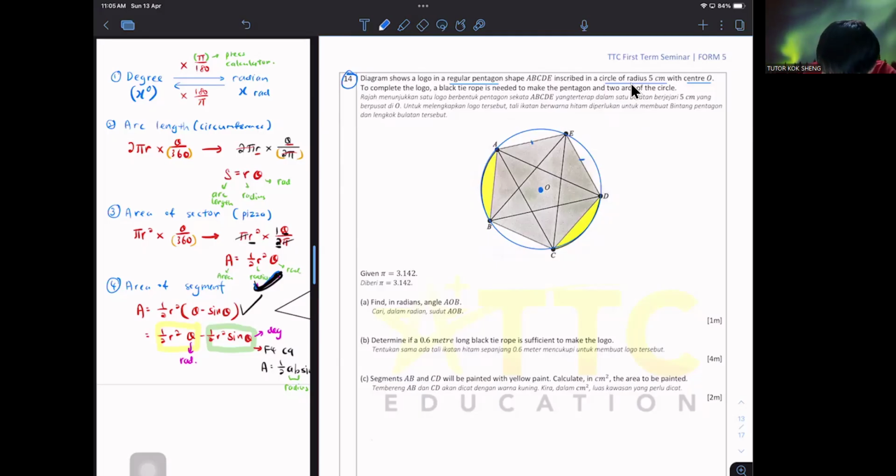The length here all same for 5 sides. The angle inside also same, right? But the formula, let me recall back first. Formula to find the angle inside the pentagon is this one, correct? We call it what? Interior angle, is it? Interior angle.